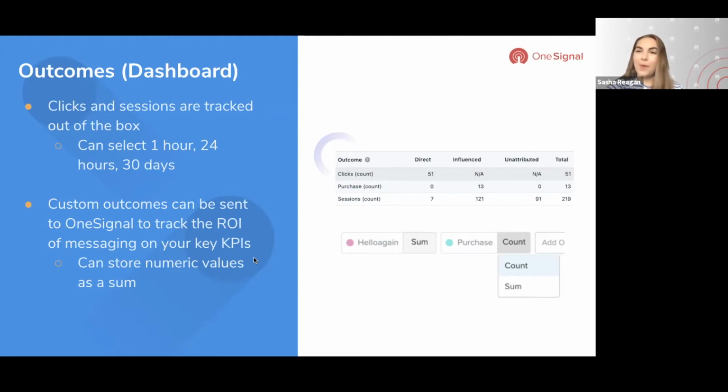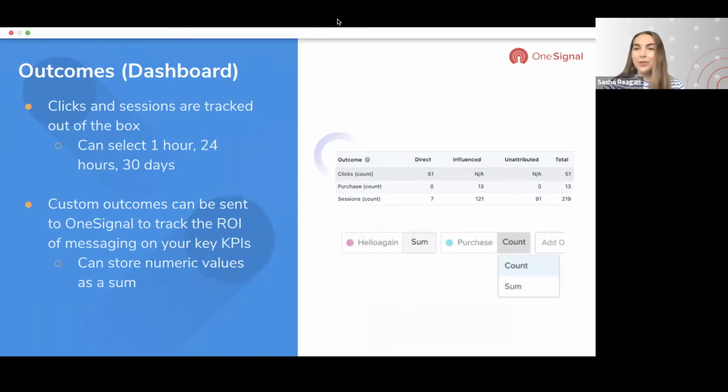The great thing about this feature as well is it's also pretty flexible, because you can store numeric values as a sum as well. So what that means is, instead of just saying the number of purchases, which you can count, you can also have a total value of the revenue from those purchases, so that you can see in 30 days how many purchases were influenced by push, which is a great ROI counter for investing in the product generally.